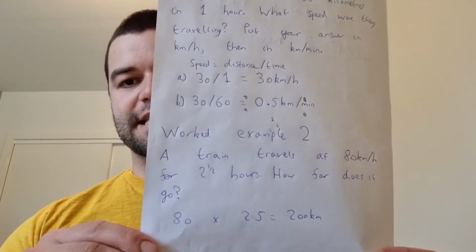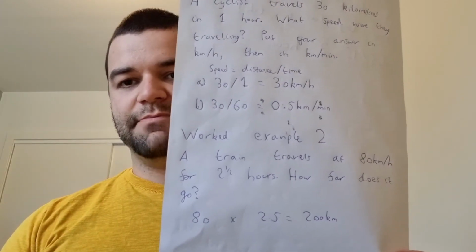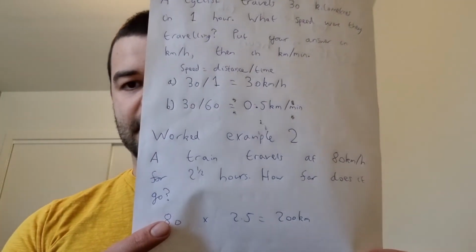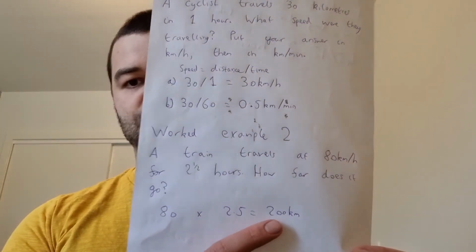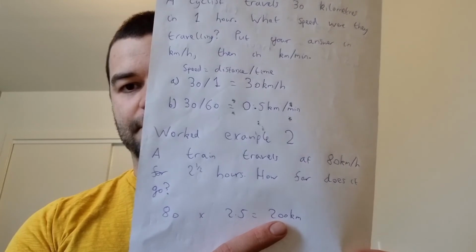So we're looking at distance. So distance is obviously speed multiplied by time. The speed was 80 kilometers per hour. The time was 2.5 hours. So that adds up to 200 kilometers. 200 kilometers is how far they travel going at that pace.